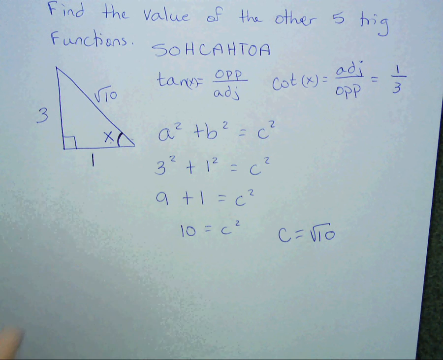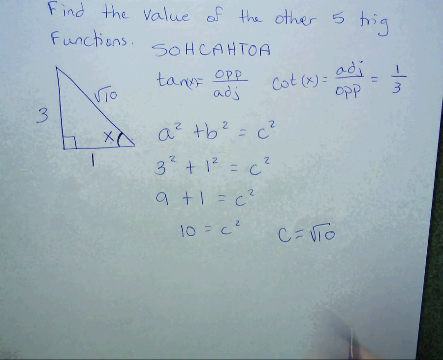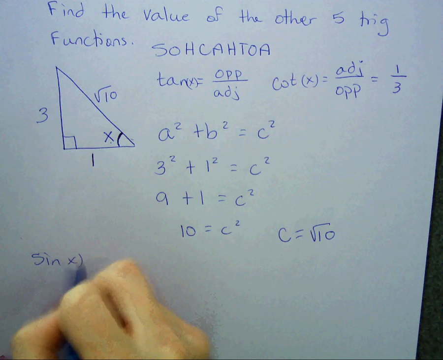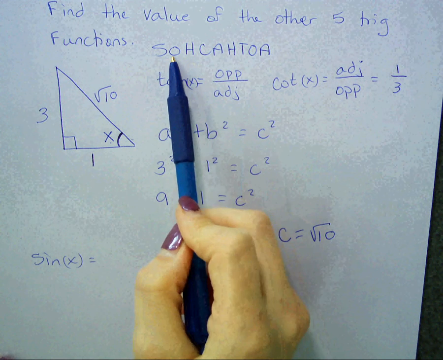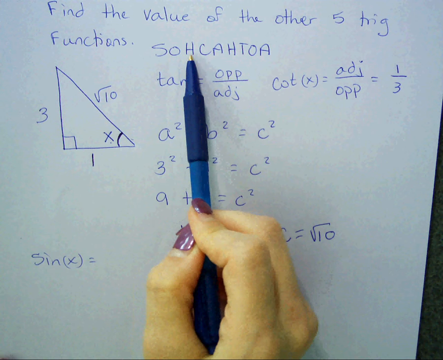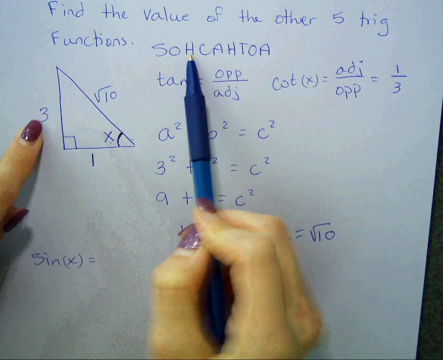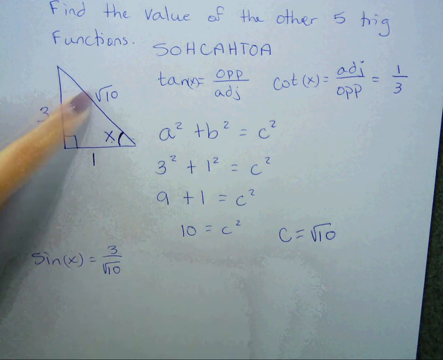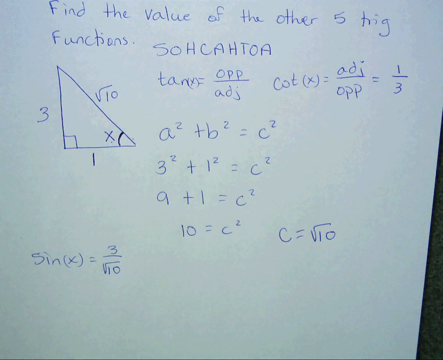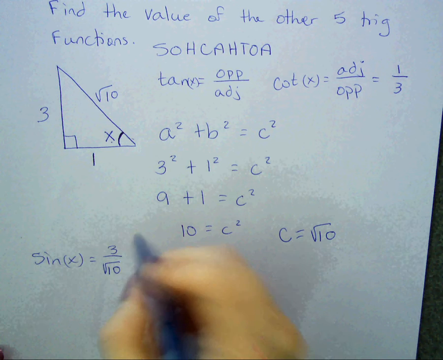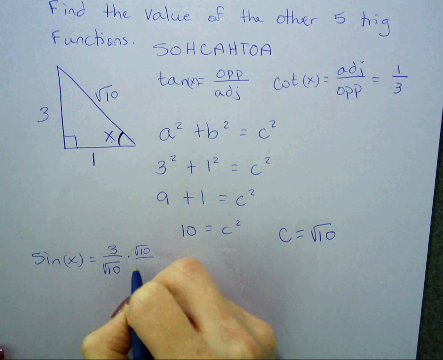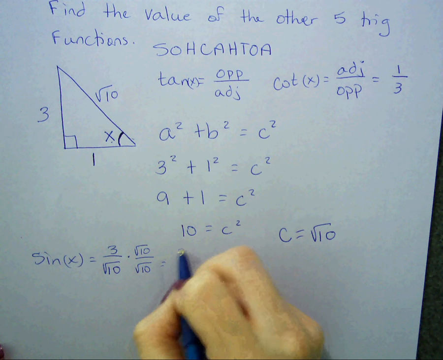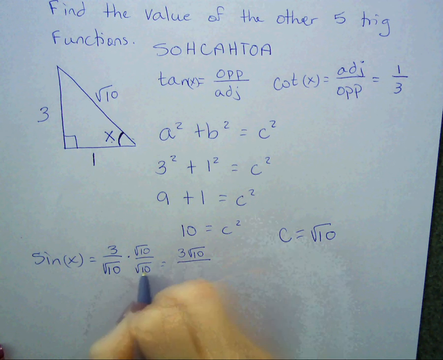All right. Once I have my triangle solved, the rest of it is just listing out what the other trig functions are. I know in a triangle, sine is opposite over hypotenuse. So here's x. Opposite is 3. And my hypotenuse is the square root of 10. We want to rationalize our answer, meaning I don't want the square root in the bottom, so I'm going to multiply the top and the bottom times the square root of 10. So I get 3 square roots of 10 over 10.